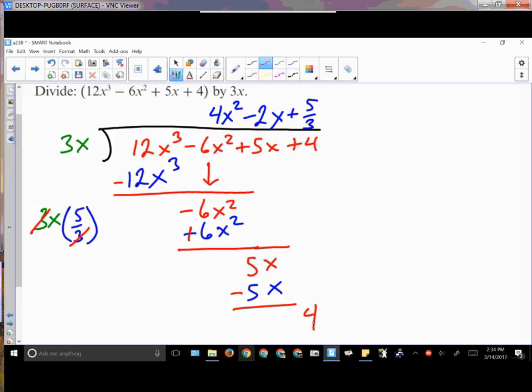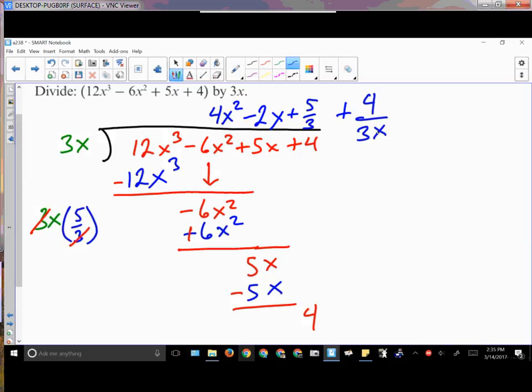So what we're going to do is, just like when we would do regular long division back in the day, there might be a number left over. So that means that we are going to have the following: plus 4 over 3x. We just have a remainder. So there's the process that we're going to do. Do you see how it repeats itself over and over again?